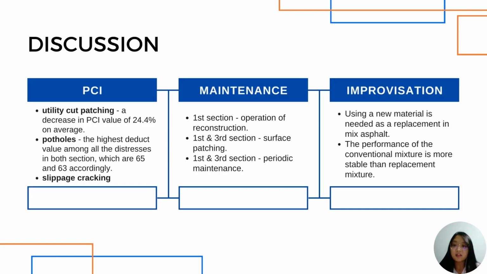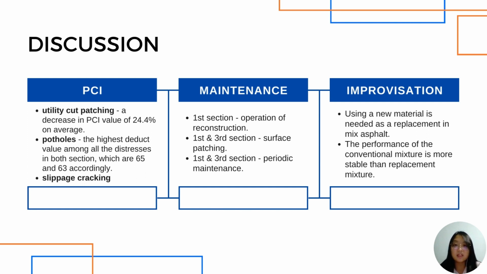Next is the discussion part. The first 4 sections of the sample have several distresses. Starting from the 5th section, the road conditions are good due to 0 distresses along these sections. Hence, only sections 1 and 3 are considered for calculating PCI and discussion of maintenance and improvisation. According to the survey datasheet for sample units, patching and utility cut patching, potholes, and slippage cracking are the most recorded pavement distresses in the research pavement.